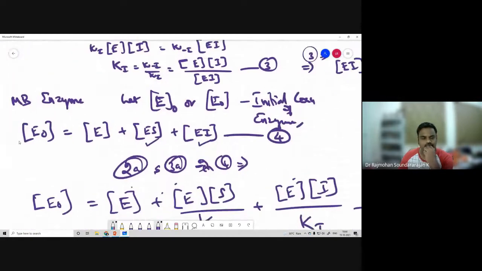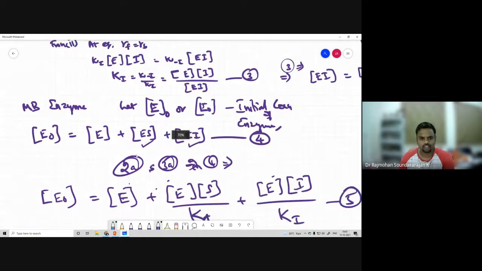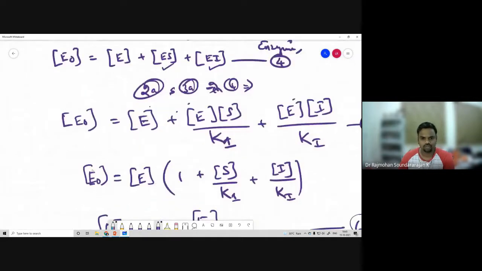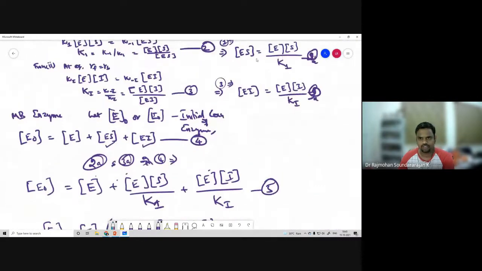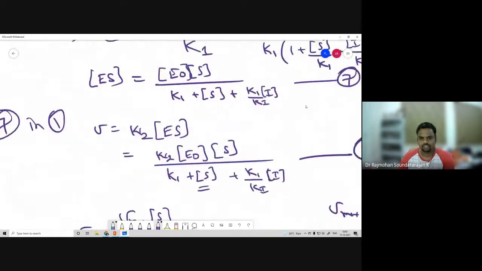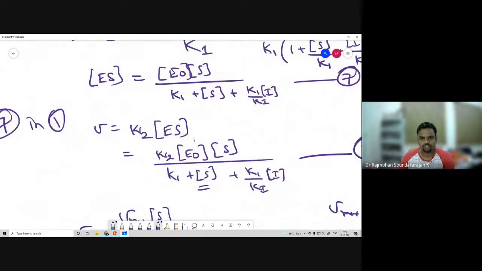Then we write the enzyme balance: the initial concentration of the enzyme versus the concentration at any time in the different phases, either free enzyme, intermediate with the substrate, or intermediate with the inhibitor. We get the expression and replace the term to write what E is. Then we substitute that E value in this ES equation, and then substitute that in the overall rate equation, V equal to K2 into ES.